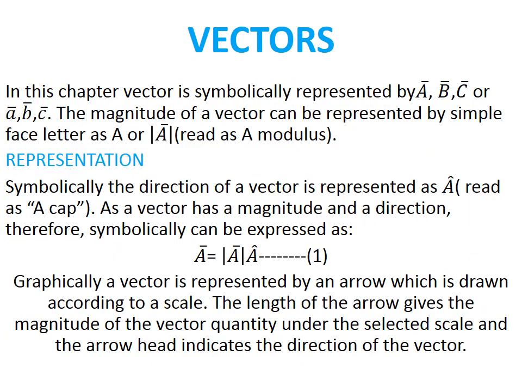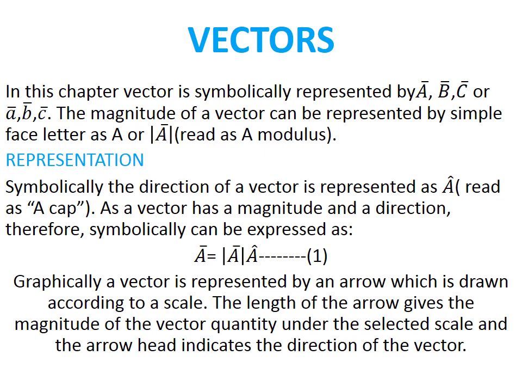In this chapter, a vector is symbolically represented by capital A bar, B bar, C bar or small a bar, b bar, c bar. The magnitude of a vector can be represented by a simple face letter as A or magnitude of A bar, read as A modulus. Symbolically, the direction of a vector is represented as A cap.